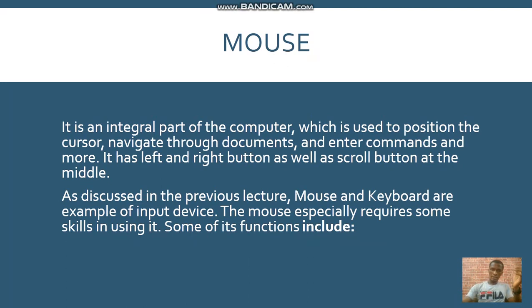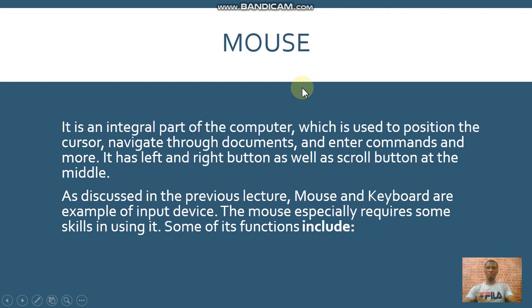Now, we say the mouse is used to position the cursor. If you look at the screen, this is known as the cursor. So I'm using the mouse to position it. Okay, I want you to go to the left and move it to the left. I want you to go to the right and move it to the right, up, down. So what am I using to position this cursor on the screen here?